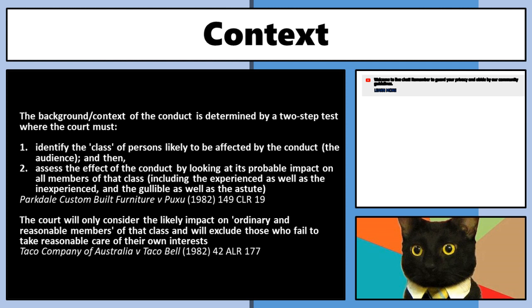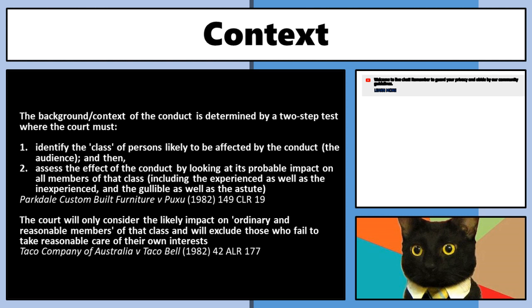Parkdale's the next slide. The court uses this two-step process for determining whether or not a particular person falls within this audience. And I love this phrase. It's in item number 2. The Australian consumer law has a really low bar to prove. And one of them is that you look at the probable impact on all people in this class of persons. So again, going back to Taco Bell, who's the class of persons?